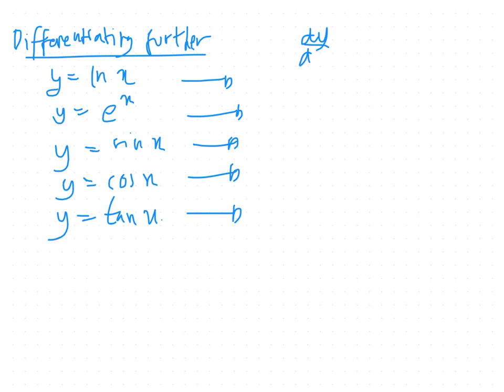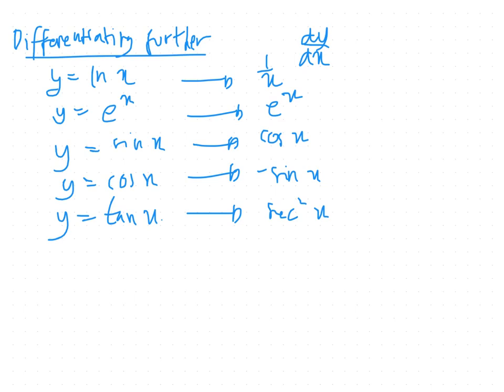The dy/dx, or the differentiation for each of these, will be 1 over x for ln x. It stays e^x. Cos x goes to negative sine x, and tan x goes to secant squared x. So we just memorize this because that becomes the rule. But if you really want to know why it is like that, then you have to go deeper. Okay, but this is the idea.